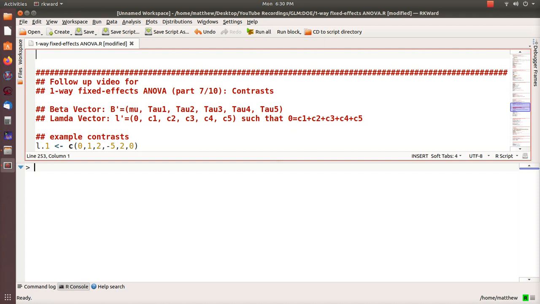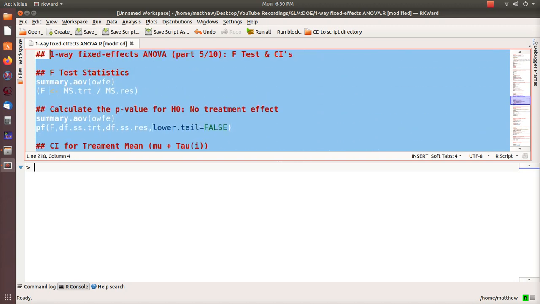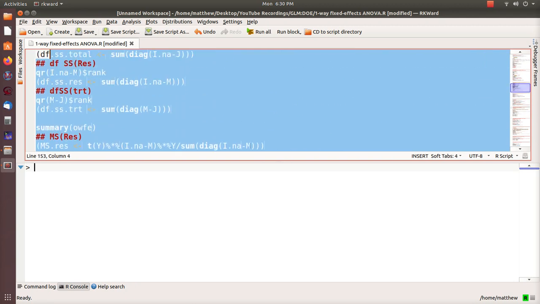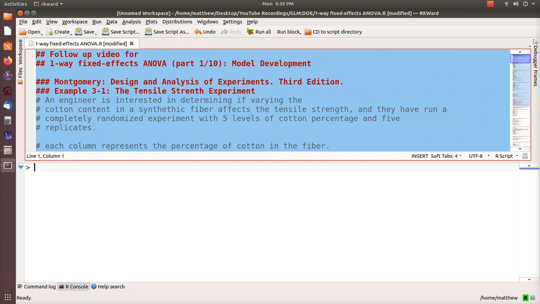Now, this is under the assumption that you've watched the first 6 parts, and we're going to load the video and run it and have those commands ready for part 7. But this is dealing with an example from Montgomery, the book Design and Analysis of Experiments. It's the 3rd edition, and it's example 3.1, where they look at the tensile strength of fabric.